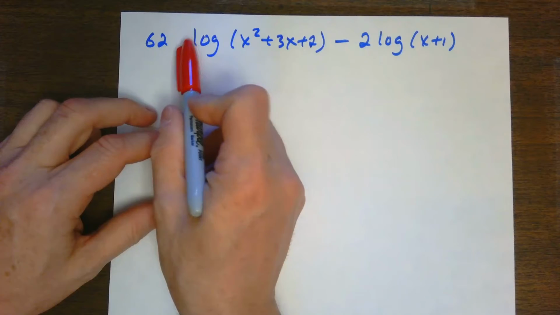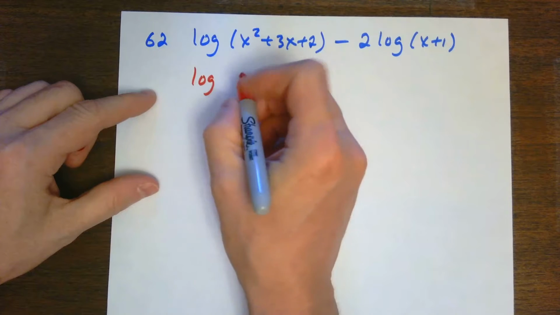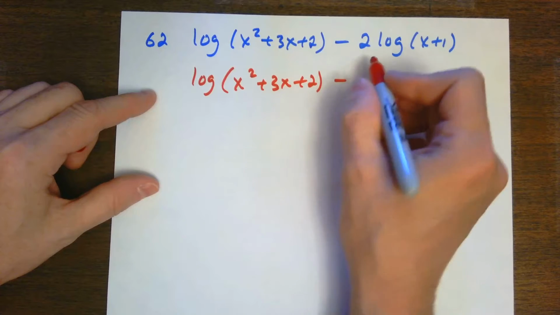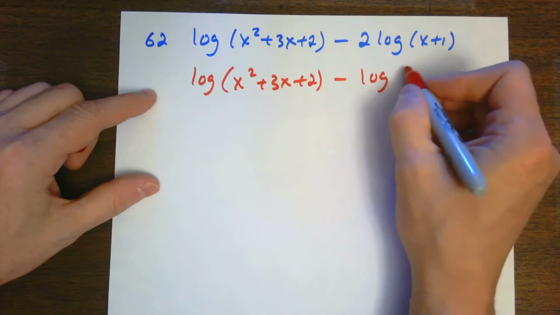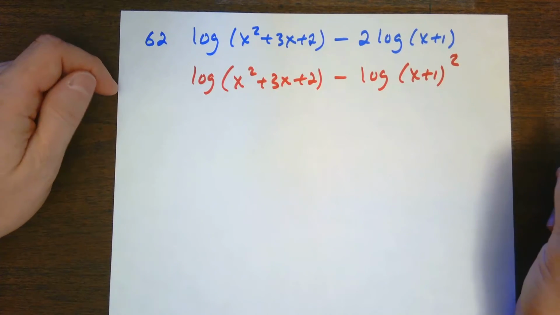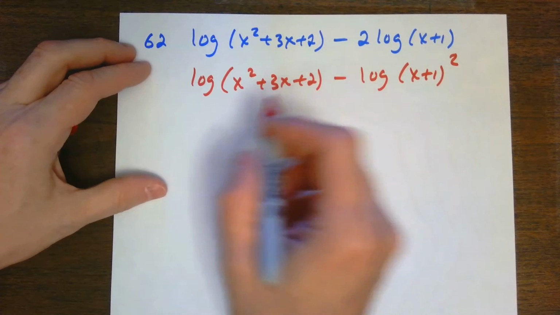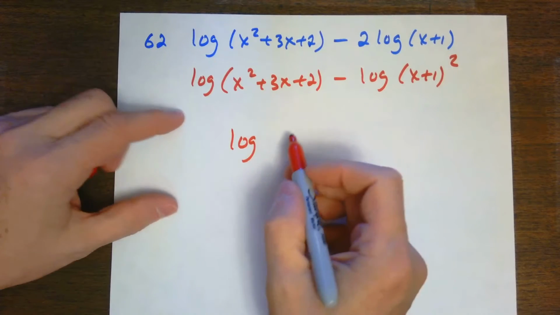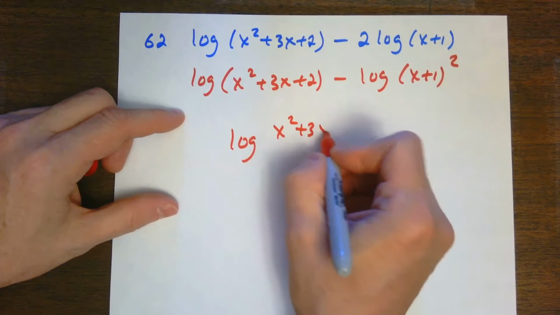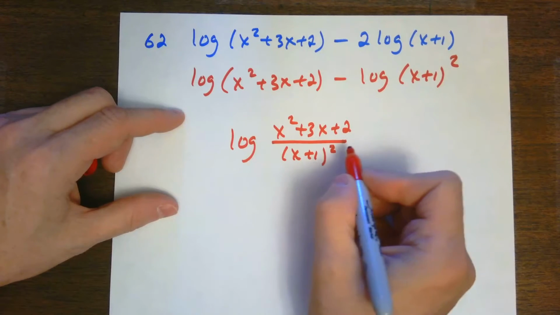There's no power rule I have to deal with here, but I do have this. I'm going to have to bring the power up there. So my first simplifying step, I'm just going to deal with that 2, and I'm going to have the log of x plus 1 squared. No more power to deal with. Now I've got a difference. How can I combine them into a single log? It would be the log of, this would be in the top, this would be in the bottom. In other words, x squared plus 3x plus 2 over x plus 1 squared.